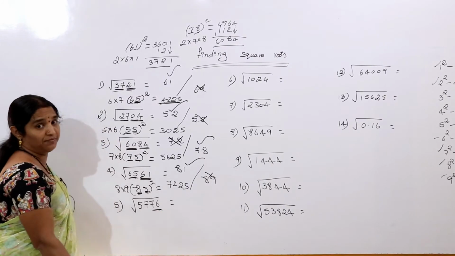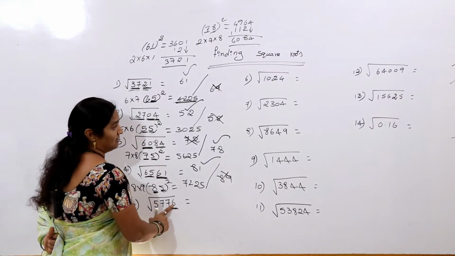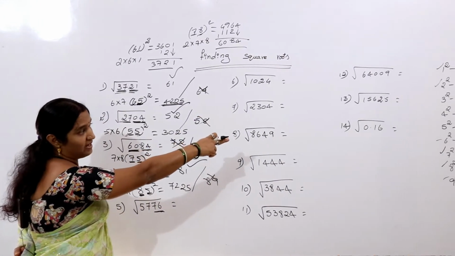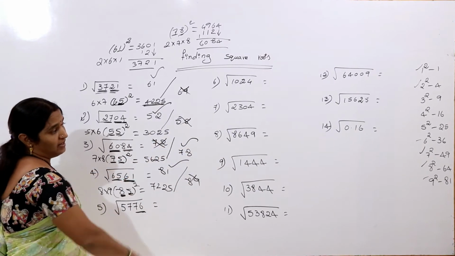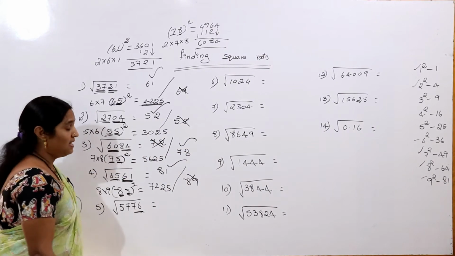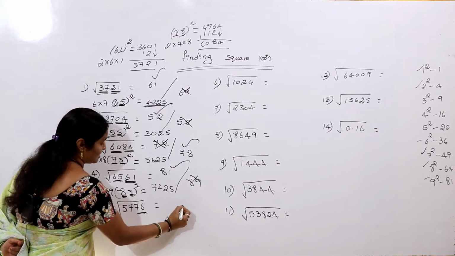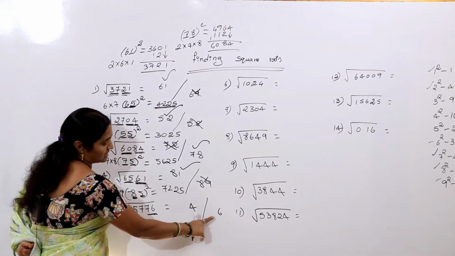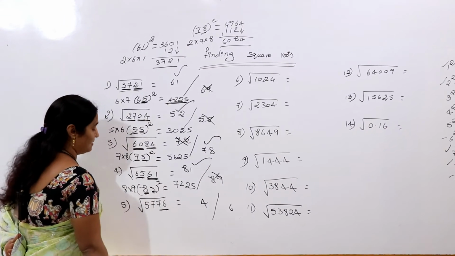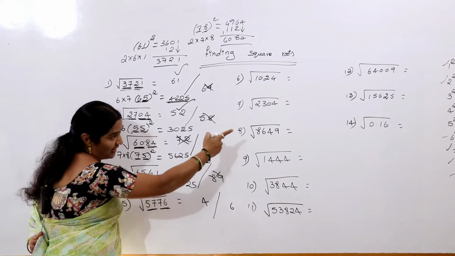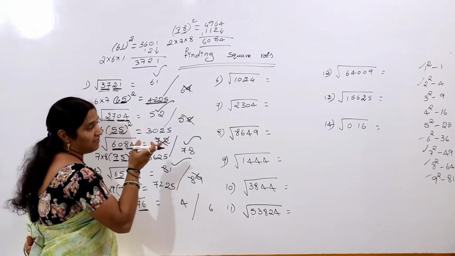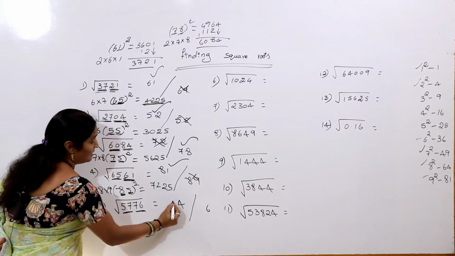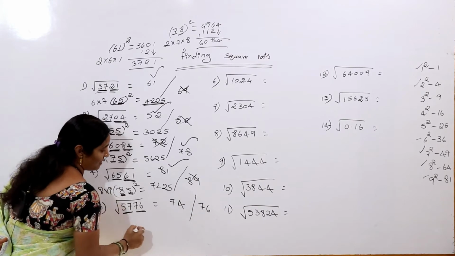Take the last 2 digits of the given number, ending with 6. Which square number ends with 6? See there, 4 square is 16. Next, 6 square is 36. So the last digit must be 4 or 6. Now 57 is the nearest square number, in between 7 square and 8 square. Hence always we have to take the less number. So 74 or 76.